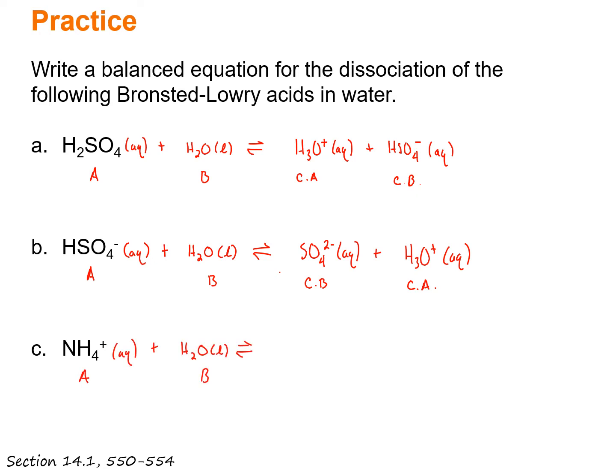NH4+ is going to be the acid in the last problem, and so it's reacting with water again, and water is acting as the base yet again. After NH4+ donates that proton, it becomes NH3, and after H2O accepts the proton, it becomes H3O+, and that's the conjugate acid. So hopefully you see the theme there: acid, conjugate base, base, conjugate acid.